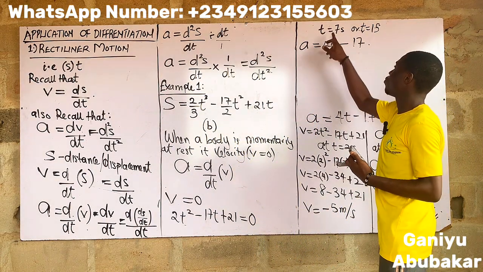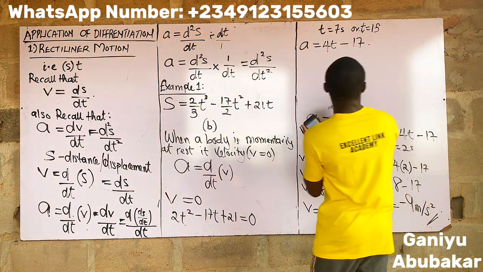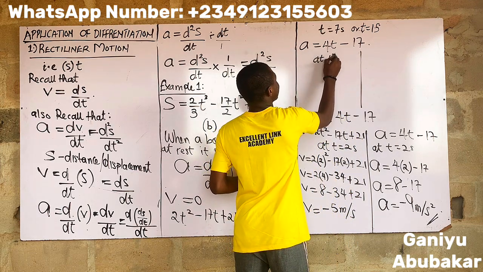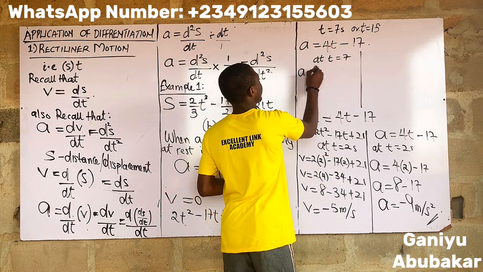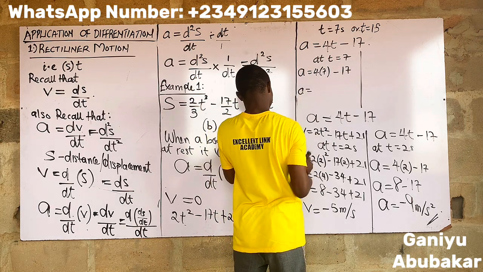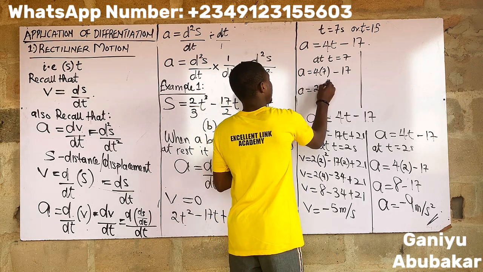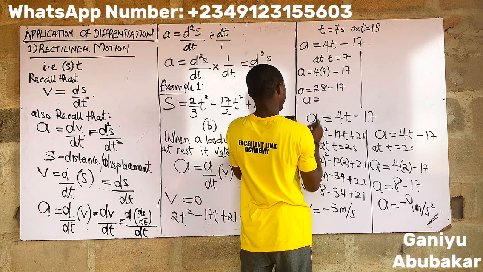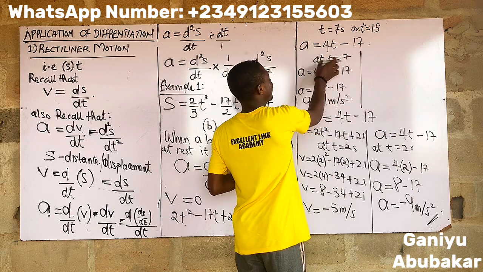So I have gotten my values for t, so I will have two values for acceleration. Let's consider t equal to 7 seconds. So a is equal to 4 into 7 minus 17. If I multiply 4 by 7, I have 28 minus 17. So a is equal in value to 11 meters per second squared, at t equal to 7.